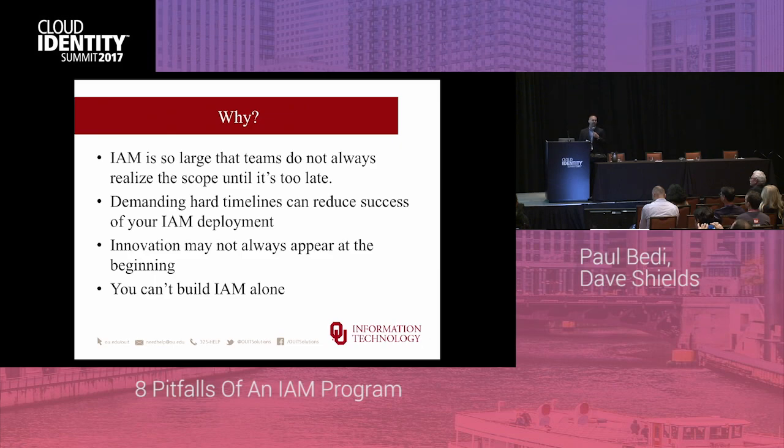So why do you want to plan for that? It's so large that you have to realize the scope, and you may not realize how big it is until it's too late. So plan for that. And if you have hard timelines, like I tried to do, it's going to reduce the success of your IAM deployment, because I was really hard on specific timelines. What I got was this opinion of, Dave wants that done, and he's crazy, we're never going to get to that point. And then whenever we didn't hit that deadline, guess who looked like they didn't know what they were talking about? This guy. So you have to make sure you make those timelines fluid. And sometimes these innovative things that happen may not appear until later in the process.